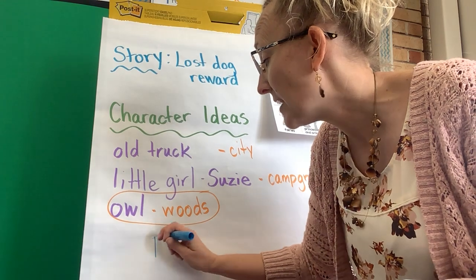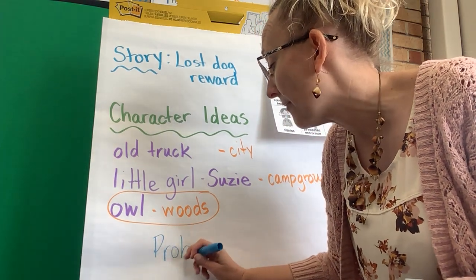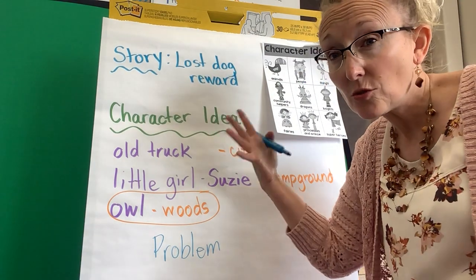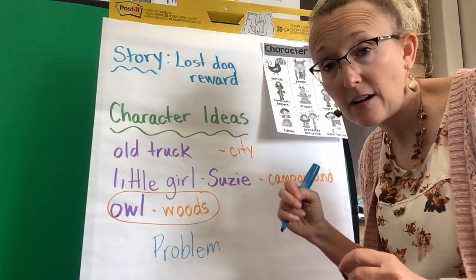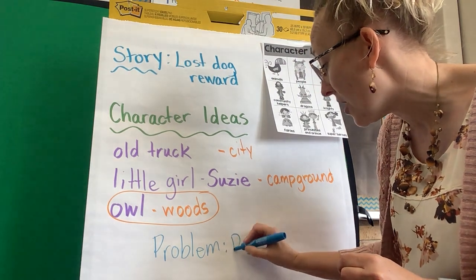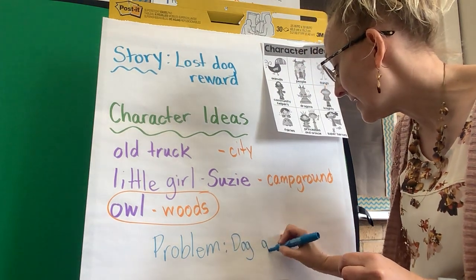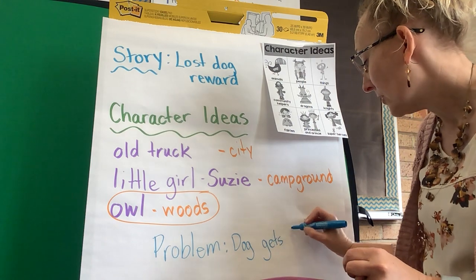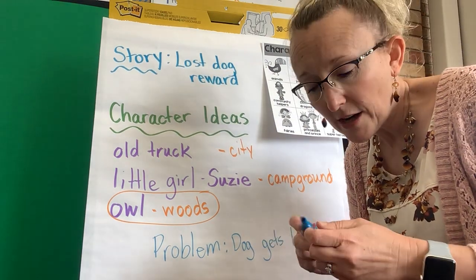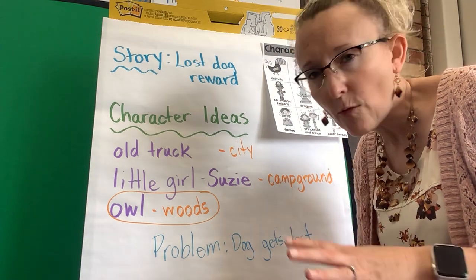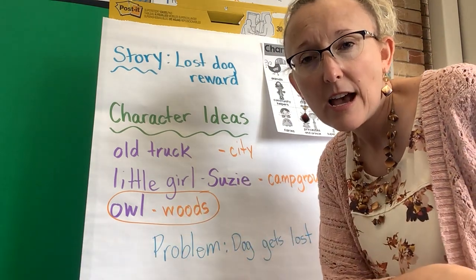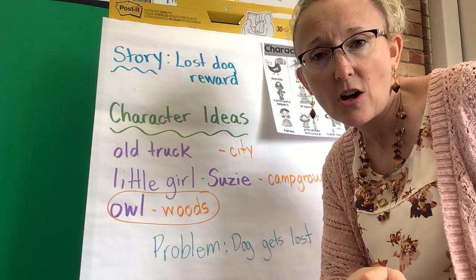So here's the deal. I have my main story idea. I have chosen a character. I have chosen a setting. My problem is the dog gets lost. Tomorrow we are going to make sure that we have a solution, and we're going to plan out our story and get that going.